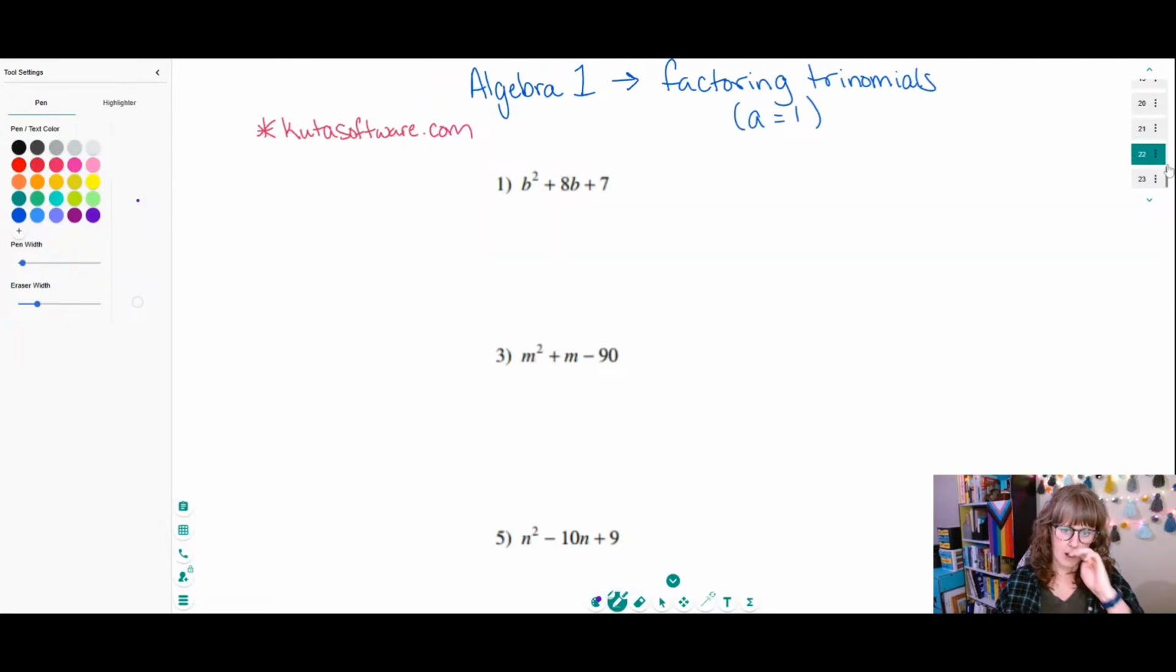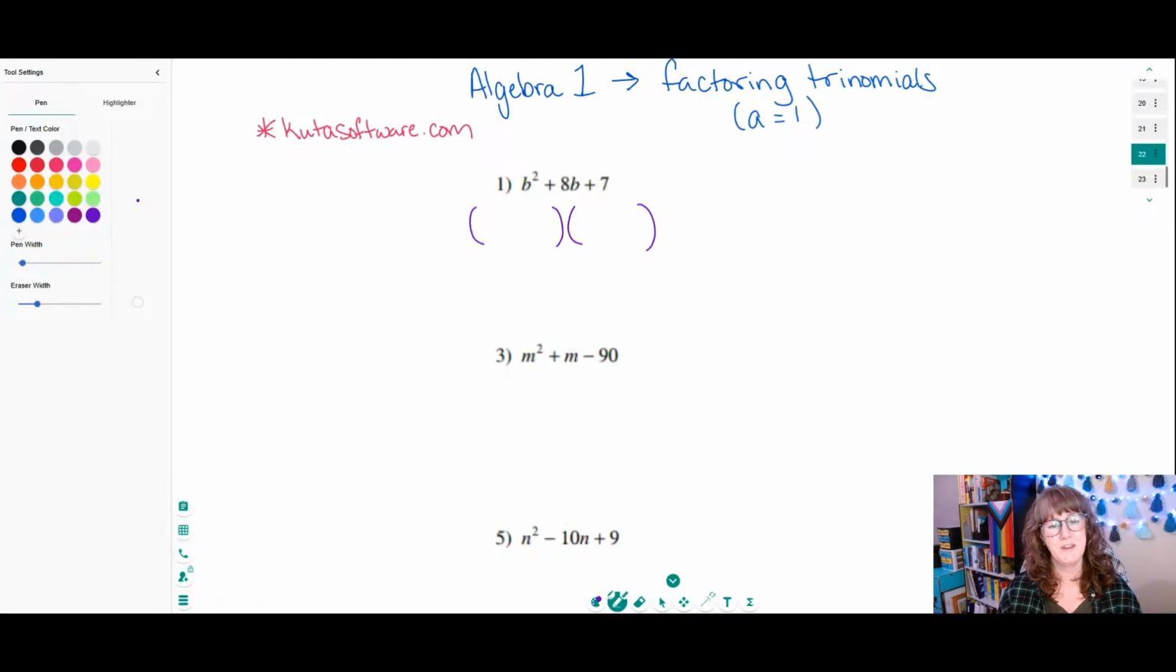Okay. All right. So we've got these 3 different trinomials set up here, and we want to split it up into 2 binomials. I'm just going to go ahead and set up my parentheses down here on the bottom.